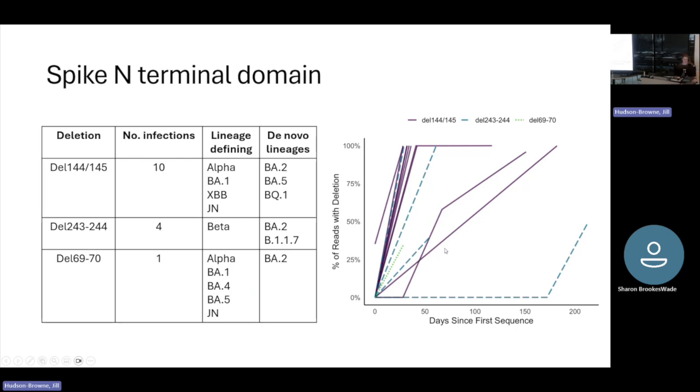We also see emergence of del 243/244 in 4 persistent infections. And what's interesting about this one is that it's actually lineage defining for the Beta variant, which was a variant of concern back in 2020.